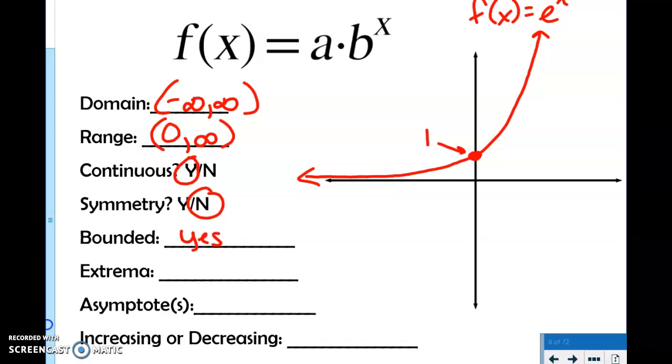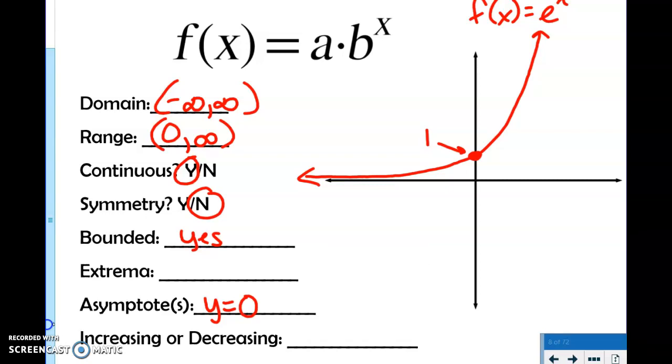We know that it's never going to cross over the x-axis. So there's actually an asymptote there. And so I'm going to jump down here. And the asymptote is y equals 0. It's never going to cross it. If you try to solve for any exponential where it equals 0, you're going to get an error. That's just never going to happen.